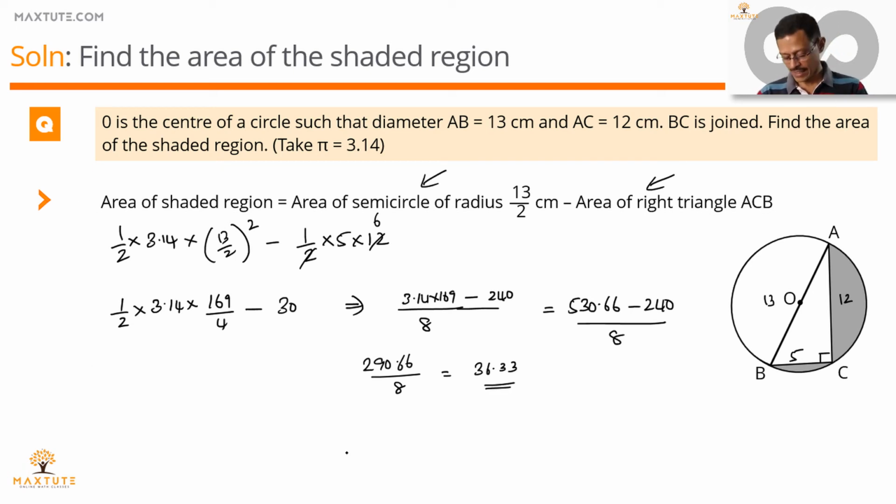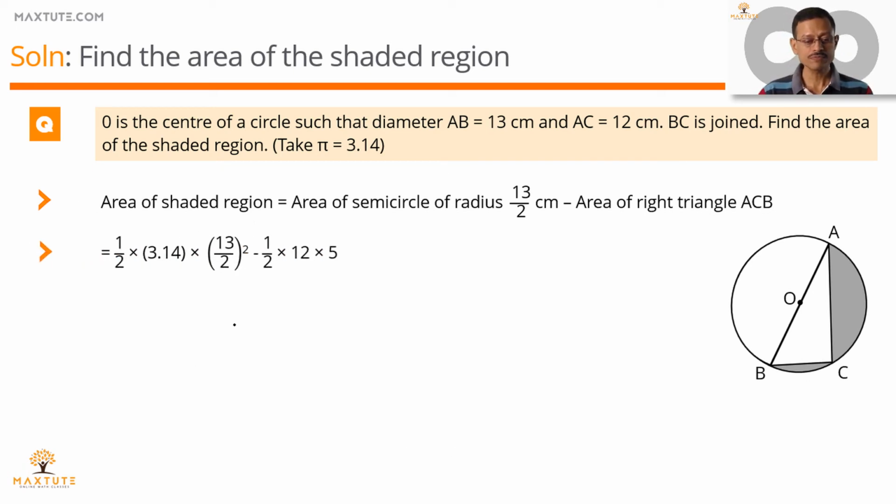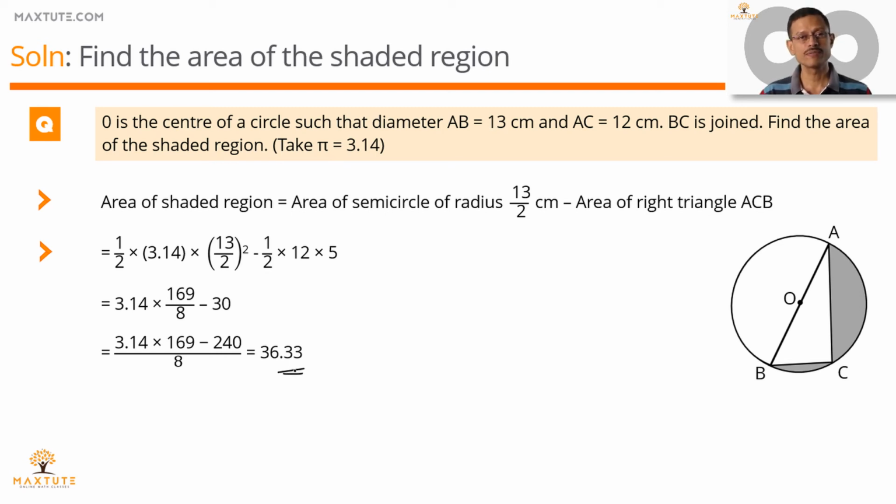Let me quickly summarize the last bit of the calculation in printed form. Area is equal to half into pi into r square minus half into base into height. So this essentially translates to 3.14 into 169 by 4 into 2, which makes it 8. 8 is a common denominator: 3.14 into 169 minus 8 into 30, that is 240. The final answer is 36.33 square units.